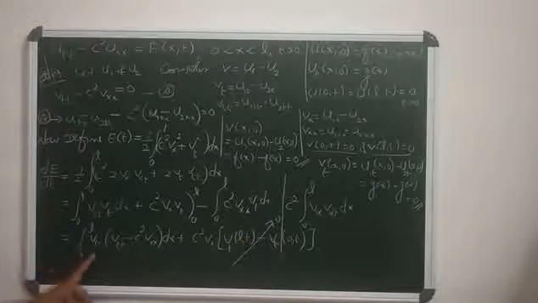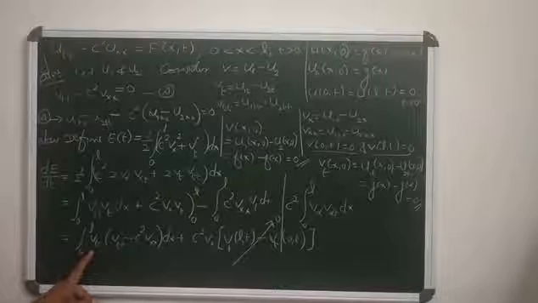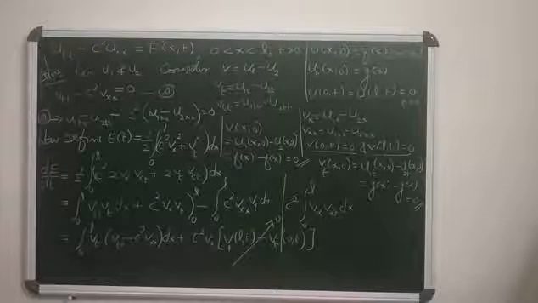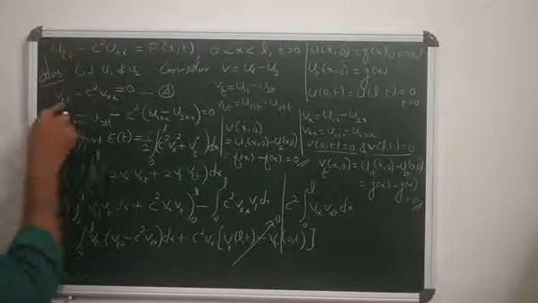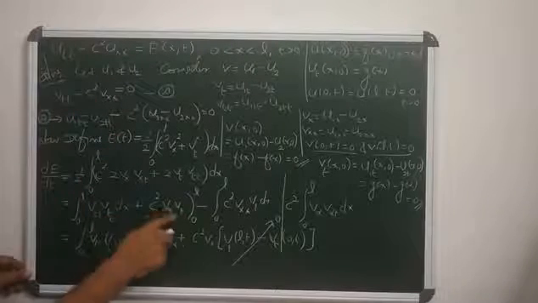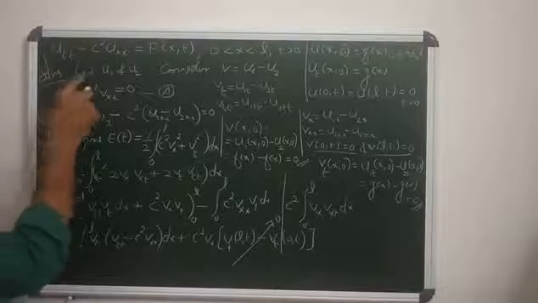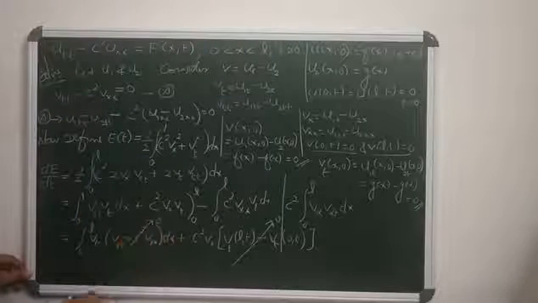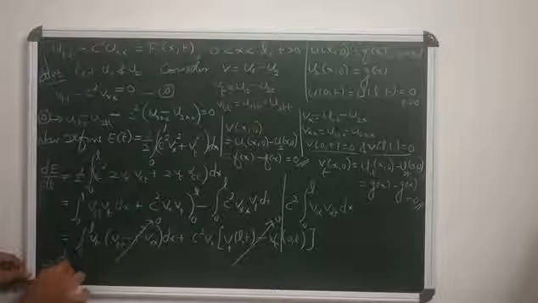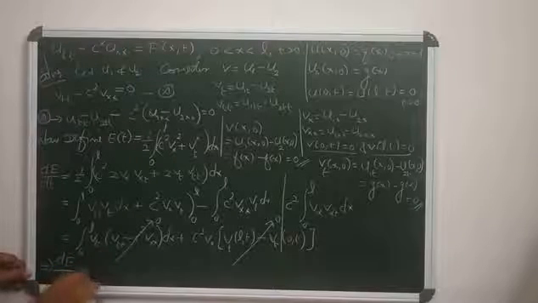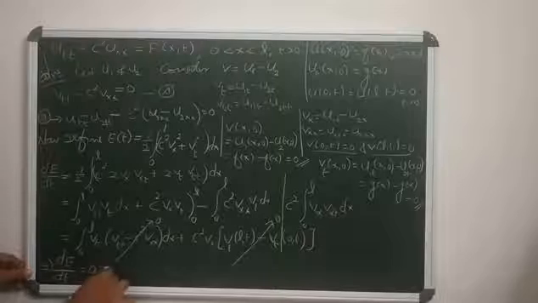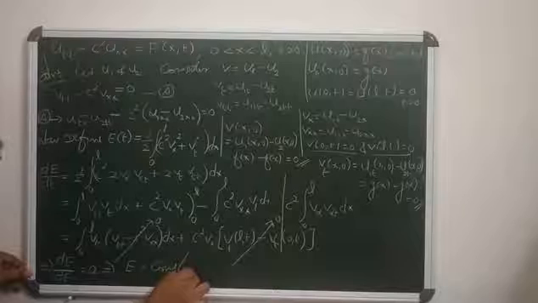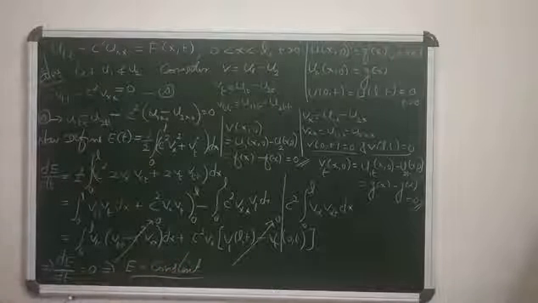Now it is integral 0 to L vtt minus c square vxx dx. But what is vtt minus c square vxx? It becomes 0. Therefore from equation A this also reduces to 0. That means dE by dt equals 0. dE by dt equals 0 means what is E? E is a constant.